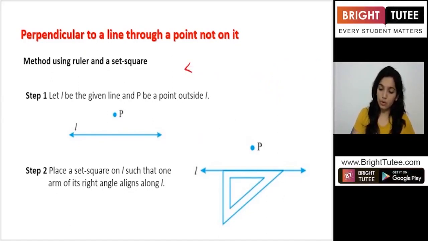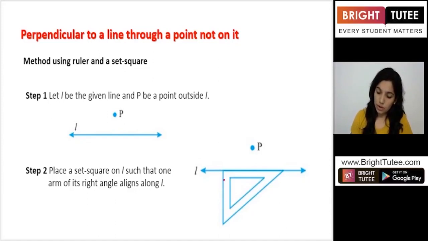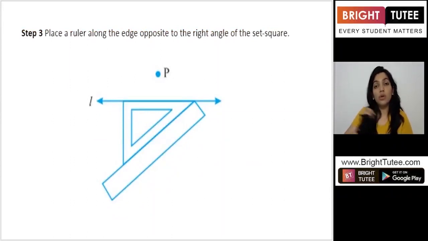Clear? Now, step 2 says, place the set square on the line L such that one arm of its right angle aligns along line L. I hope you remember this is a similar kind of step. So this particular angle which is making 90 degrees here should be aligned with this line L. This is very important. Now you place the ruler along the opposite edge of the right angle. This is a very important step.